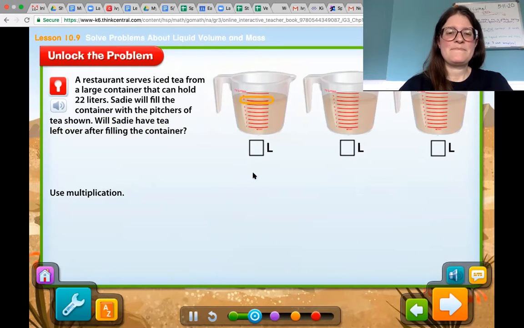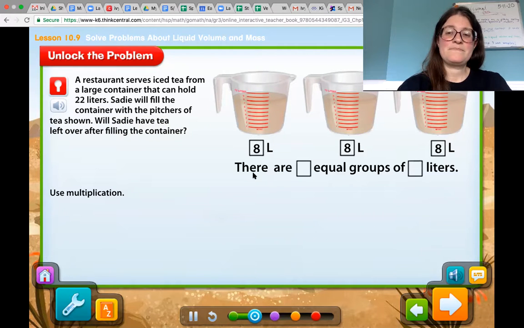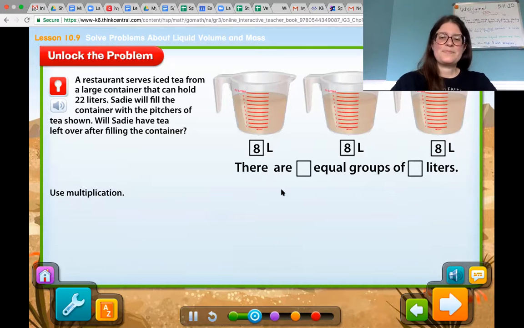The line shows the number of liters of tea in the pitcher. The label next to the line is 8. So the pitcher holds 8 liters of tea. The other pitchers have the same amount of tea. The problem contains a number of equal groups of liters, so you can multiply. How many equal groups are there?